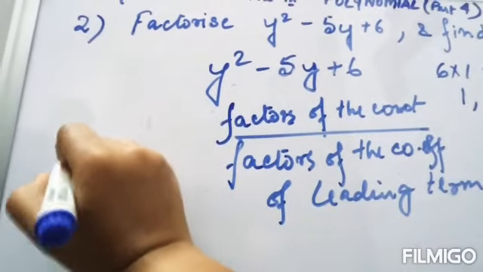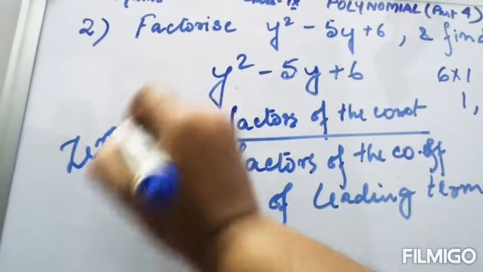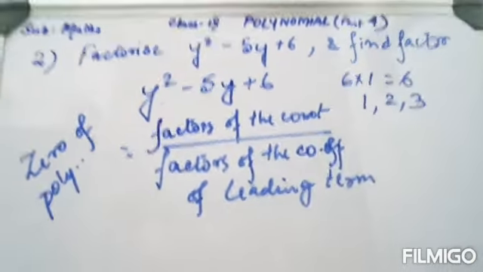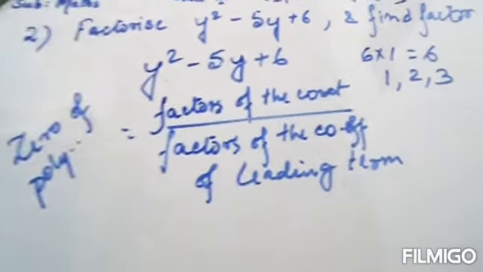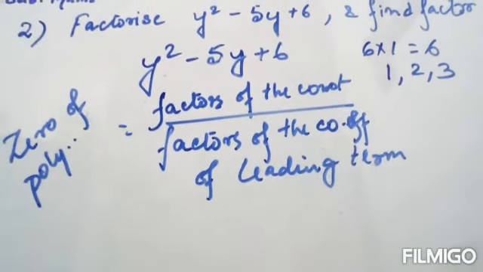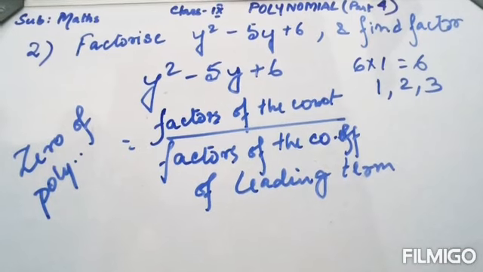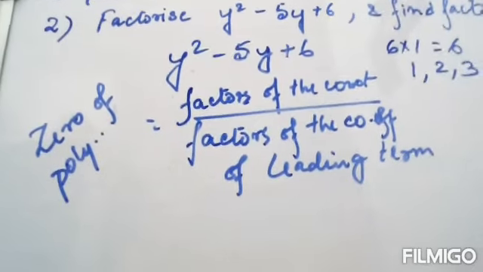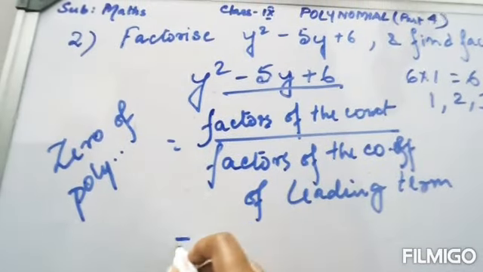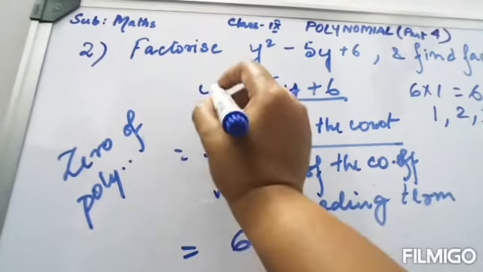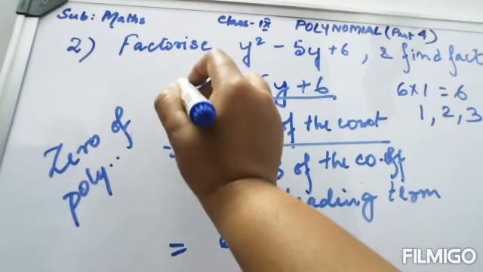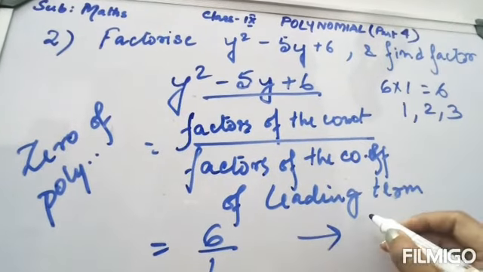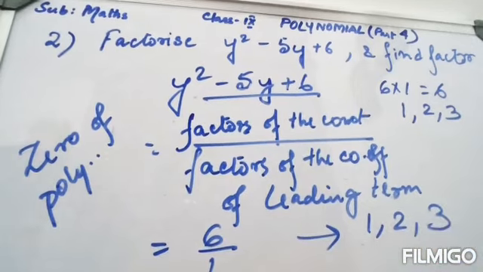Okay, this is the zero of the polynomial. We use the constant term and its factors, divided by the factors of the coefficient of the leading term. Suppose here in this equation the constant is 6, and the coefficient of the leading term is, here we have nothing, so which means we have 1. So what are the factors of the constant? 1, 2 and 3. Correct?